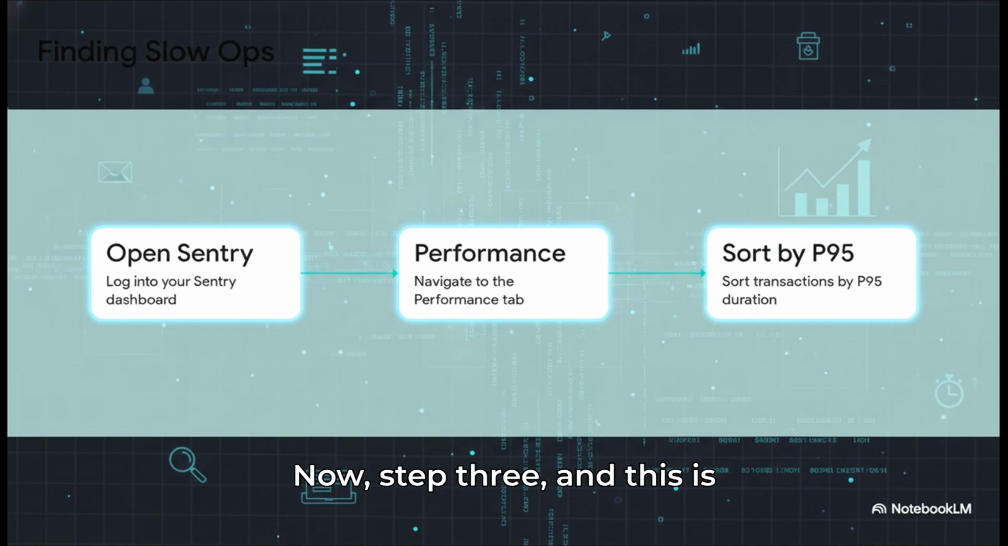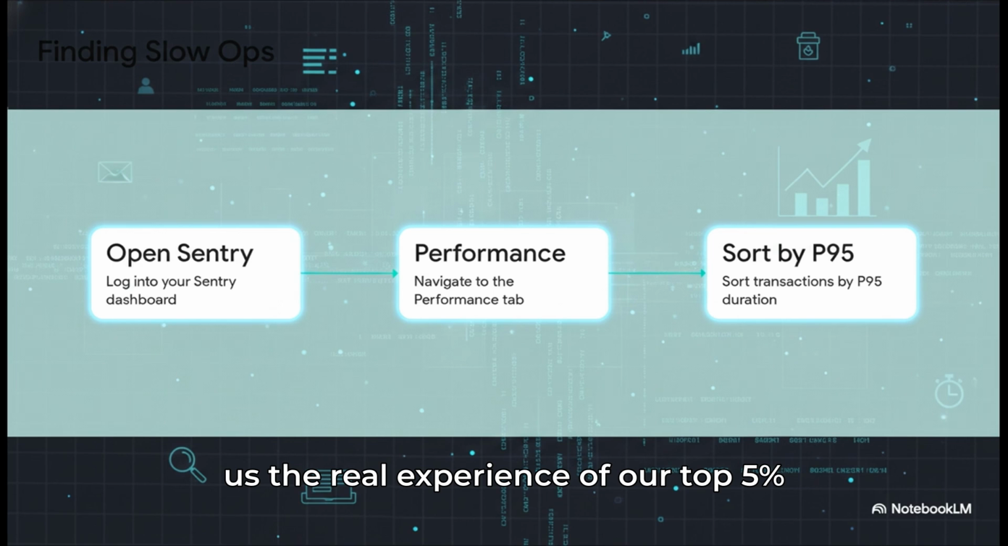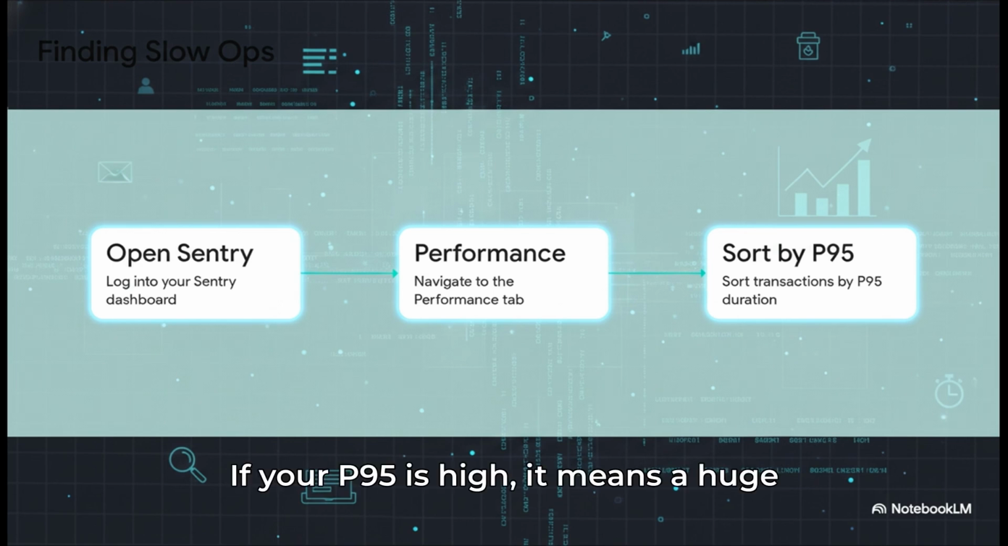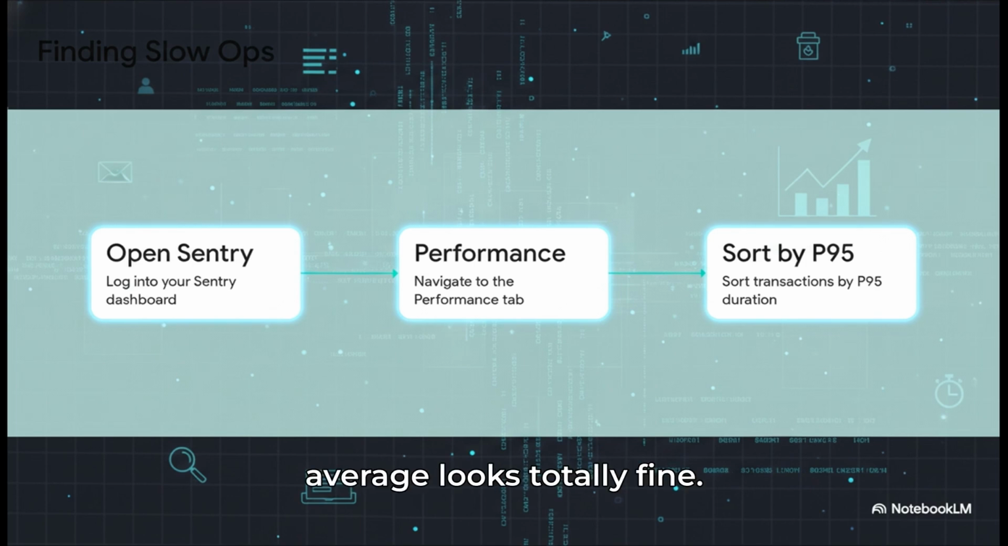Now, a transaction basically represents a single user request happening in your app, like loading a page or hitting an API. Now, step 3, and this is absolutely crucial, we sort our transaction list by P95 duration. Why not just use the average duration? Well, because averages lie. The P95, or 95th percentile, tells us the real experience of our top 5% most impacted users. If your P95 is high, it means a huge chunk of your users are experiencing severe pain, even if the overall average looks totally fine.